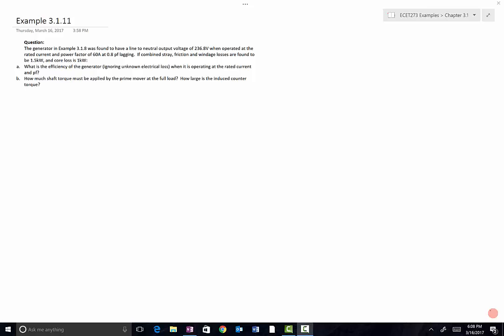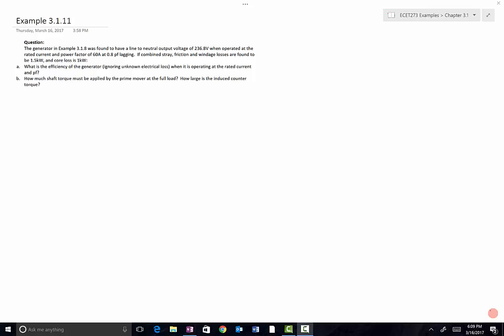Example 3.1.11. The generator in example 3.1.8 was found to have a line to neutral output voltage of 236.8 volts when operated at the rated current and power factor of 60 amps and 0.8 power factor lagging. If combined stray, friction, and windage losses are found to be 1.5 kilowatts and the core loss is 1 kilowatt, what's the efficiency of the generator when it's operating at the rated current and power factor?